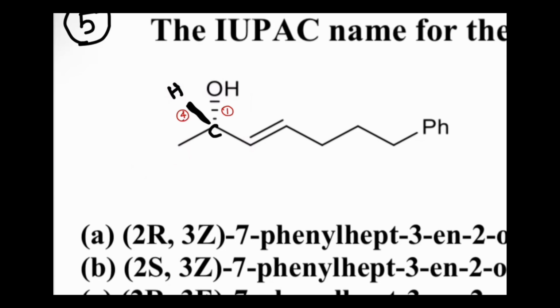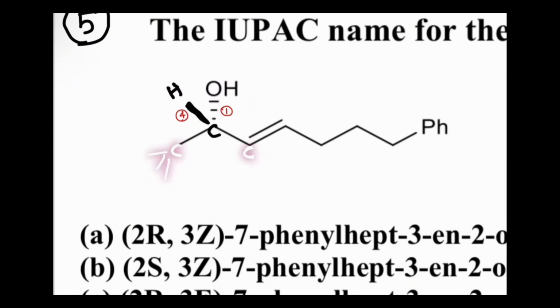And now we are having 2 carbons. Here this carbon is having 3 hydrogens. This carbon is having a double bond, that means 2 carbons and a hydrogen. So this carbon will get the second priority and this will get the third priority.